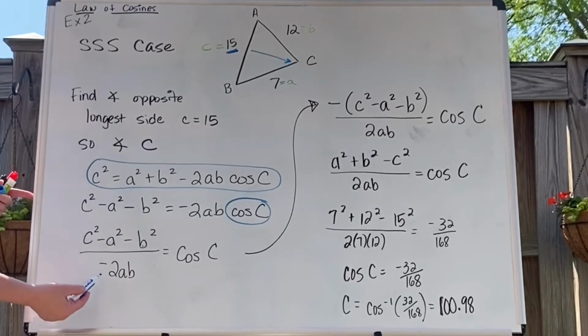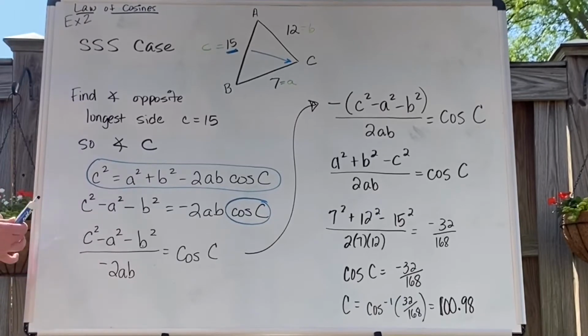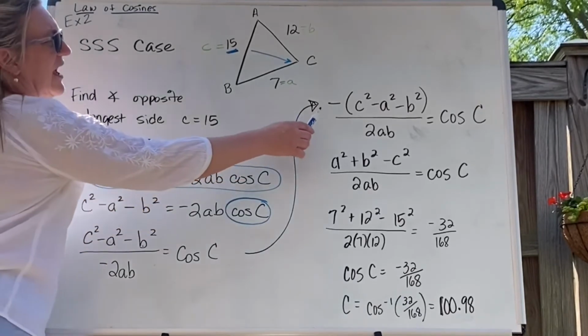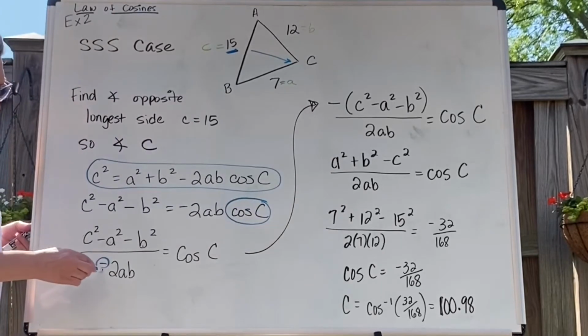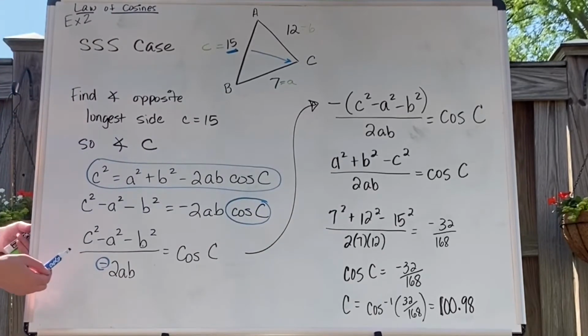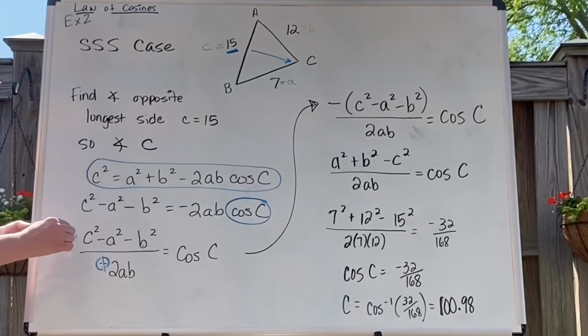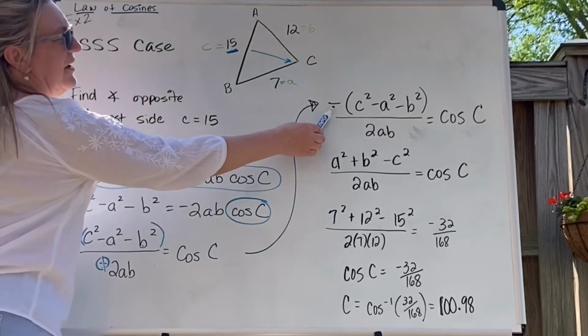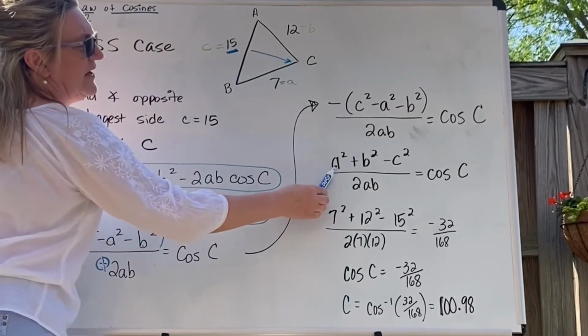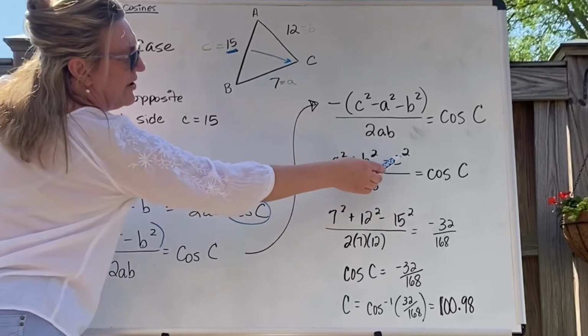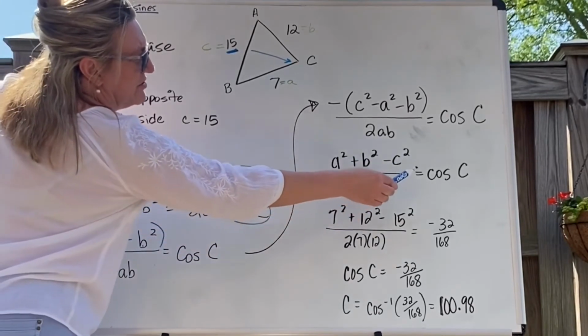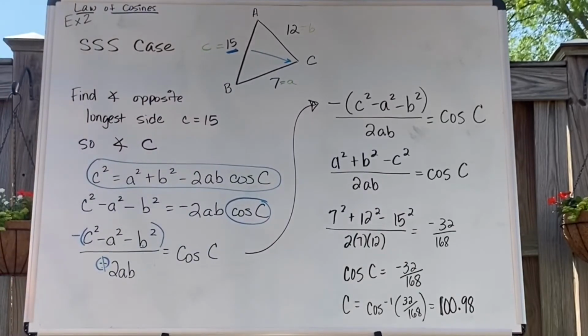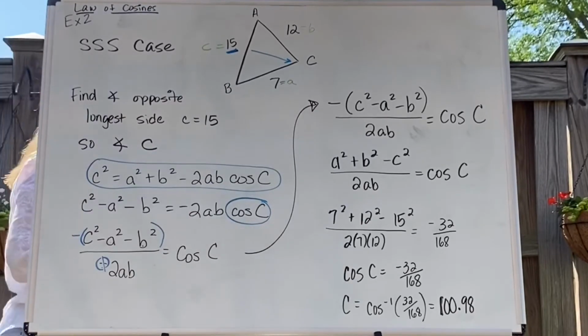Now, why am I going to take this a little bit further for you? Well, what I did right here was move the negative. It doesn't matter if it's in the bottom or the top of the fraction. So I took it away and moved it to the top. When I distribute it, I end up with positive A squared, positive B squared, minus C squared, all over 2AB equals cosine C. The only reason I did that was to make this easy for you to punch in your calculator with more positive signs than having to deal with a bunch of negatives that you might make a calculator error.